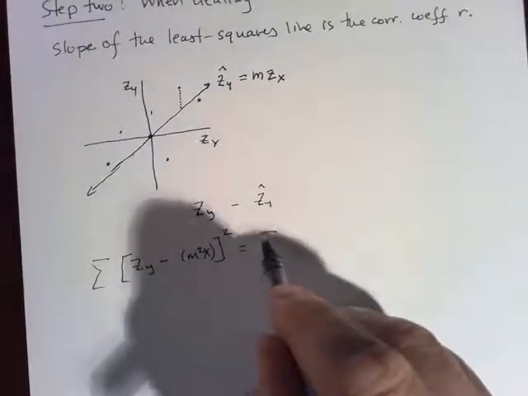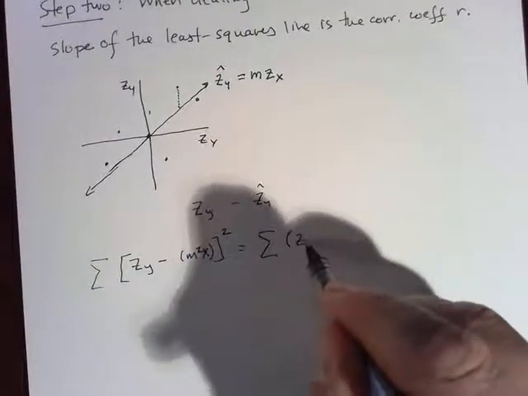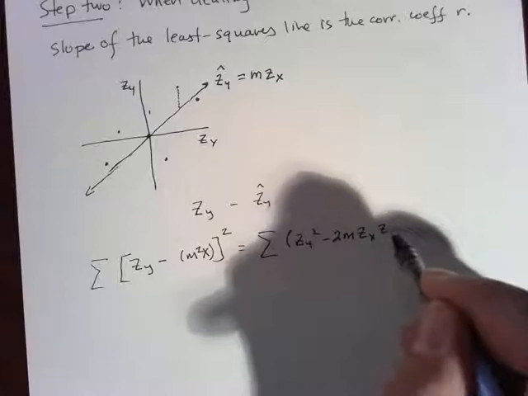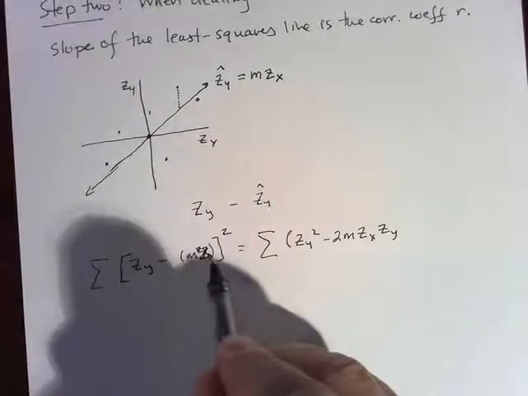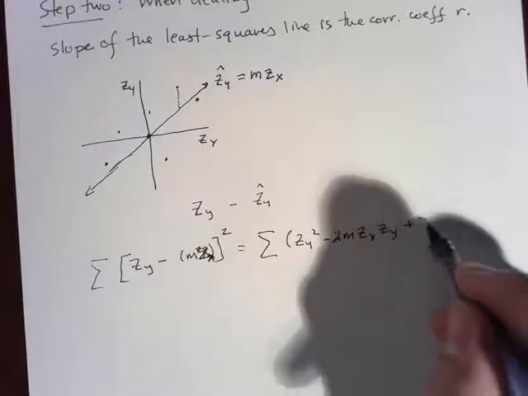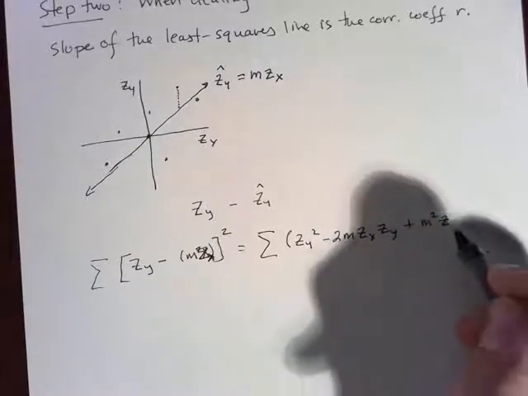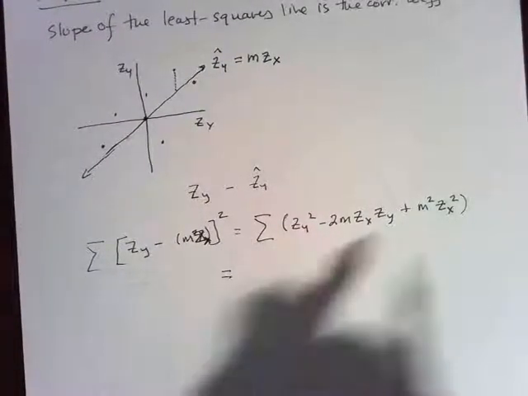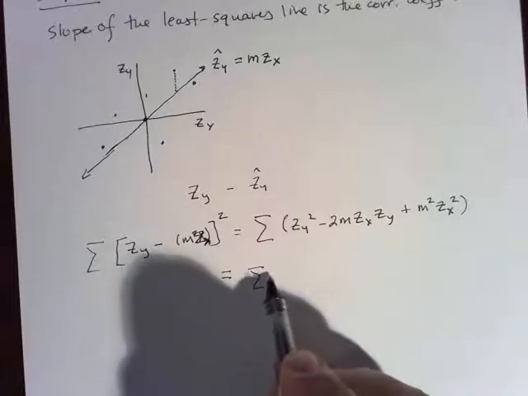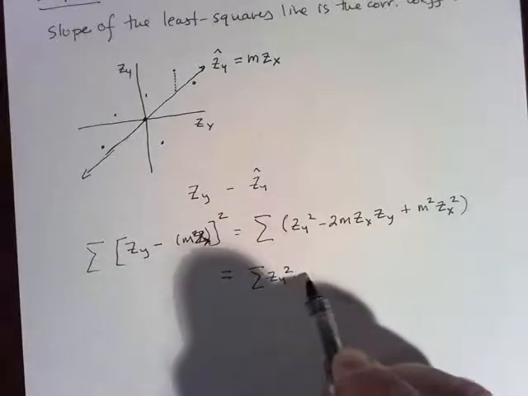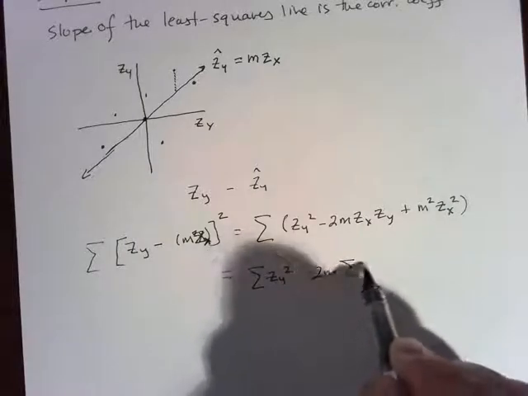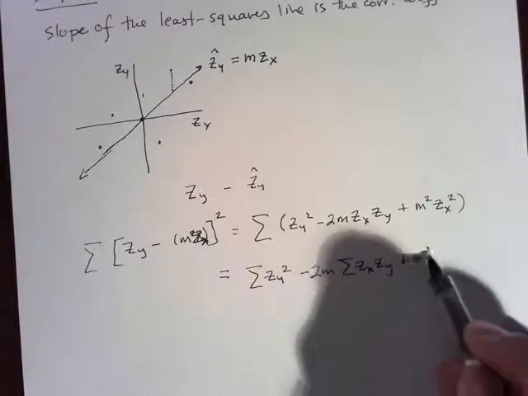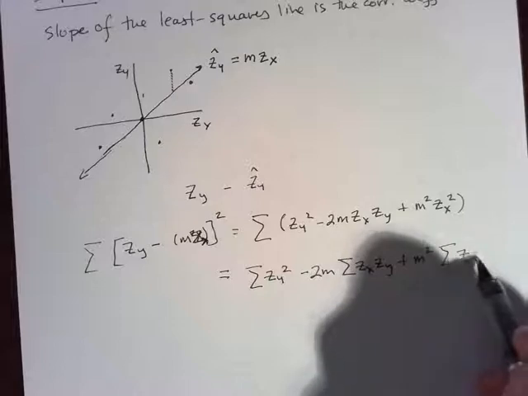If I square this, I get zy squared minus 2m zx zy. This is a z sub x here. It's confusing. Plus m squared zx squared. And then using the properties of my summations, this is sum zy squared minus 2m sum zx zy plus m squared sum zx squared.